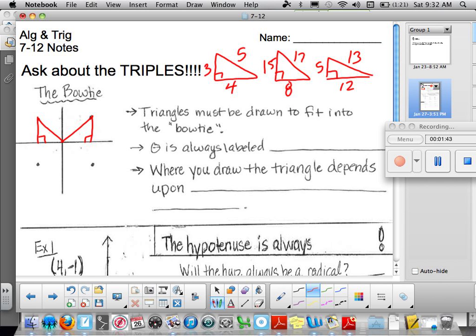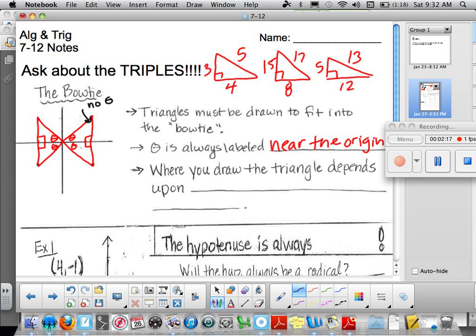So each problem, you will only draw one triangle, but depending on the quadrant you're in, this is kind of roughly what the triangles will look like. Okay? Theta will always be labeled near the origin. So of the two angles that are left inside each triangle, theta will always be right there next to the origin. It will never be up here. It's always going to be next to the origin.